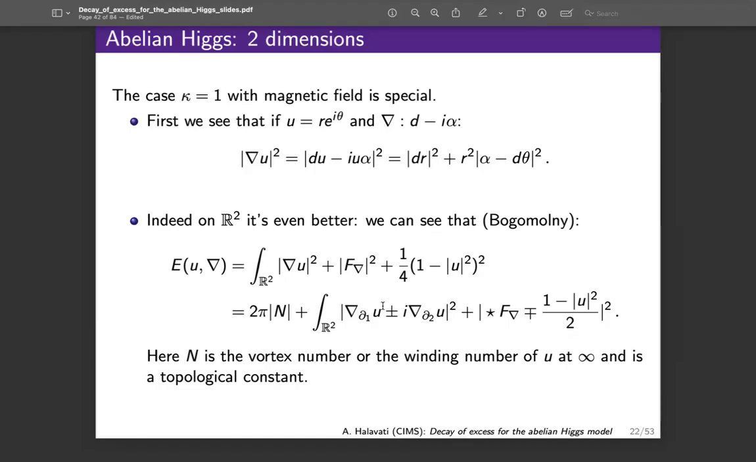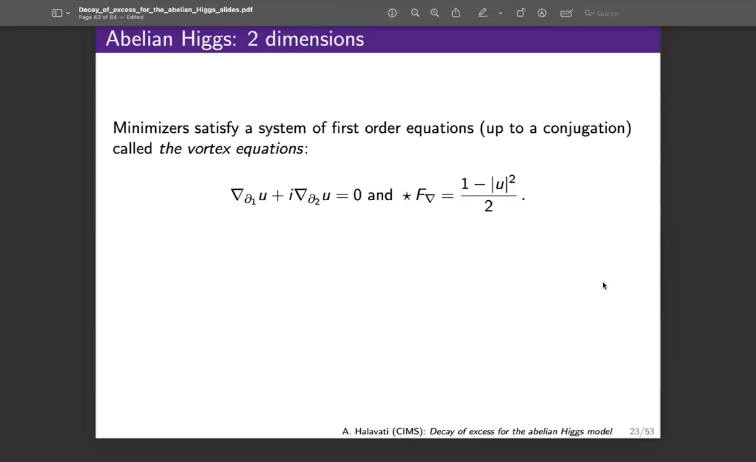Okay. And first, you want to study minimizers of this energy, right? Before I say that, this n is basically the vortex number or the winding number of u at infinity, okay? So when you want to study the minimizers of this problem, first you put this equal to 0, and you see if you can get anything. And these are actually called the vortex equations.